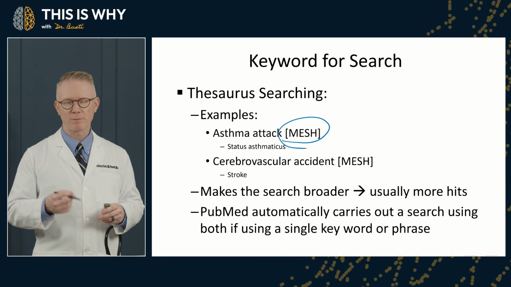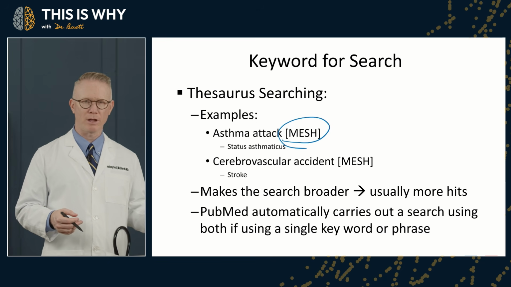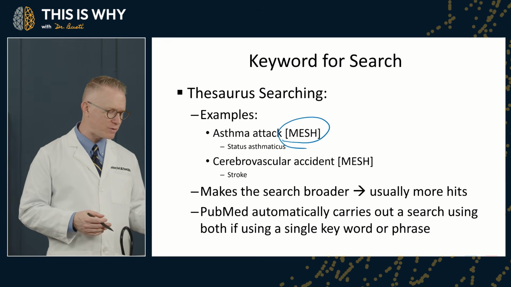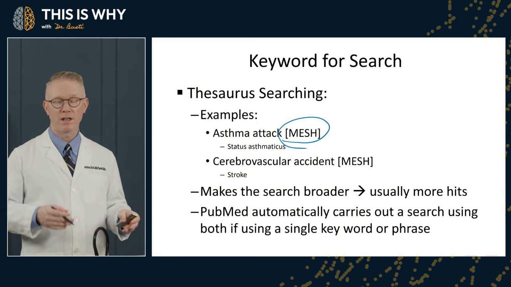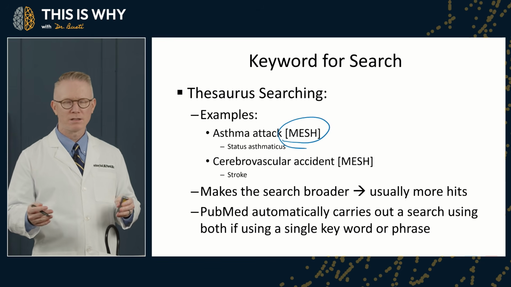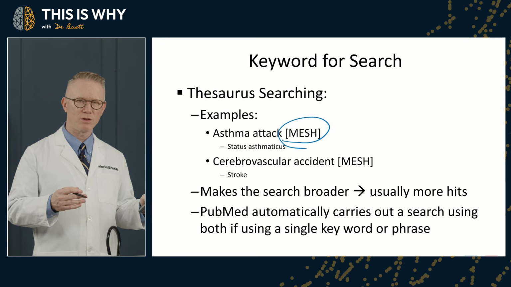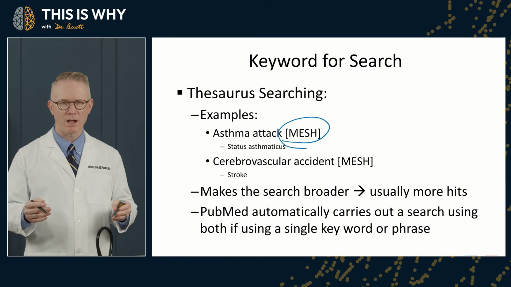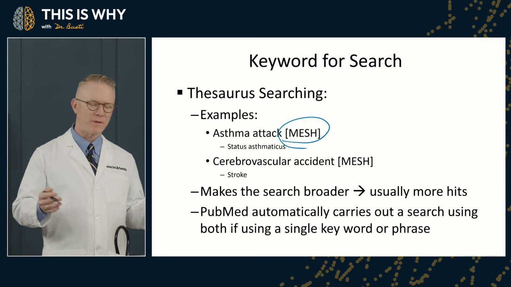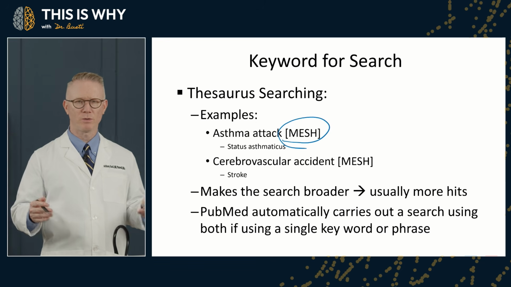So if you did text-based searches, asthma attack, you wouldn't capture a paper that had status asthmaticus in its title or abstract. Same thing with cerebrovascular accident and the use of the word stroke, right? So text-based only may not get you there. You have to either use Boolean language or MeSH terminology with codes to facilitate that effect. So again, it makes it broader in your hits and your results.